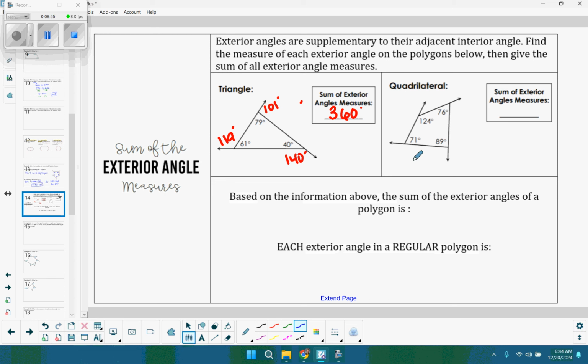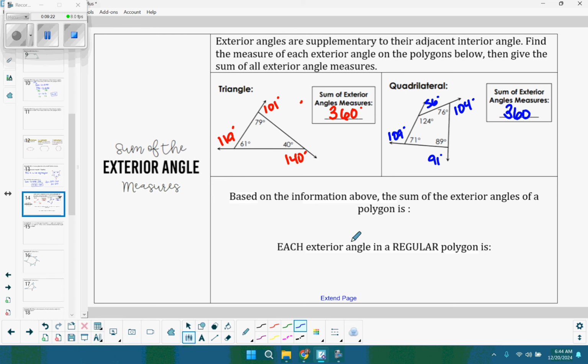For this quadrilateral, we're going to do the same. Next to the 71 would be 109. Next to the 89 would be 91. Next to the 76 would be 104. And next to the 124 would be 56. So if I add up 109, 56, 104, and 91, I again get 360.